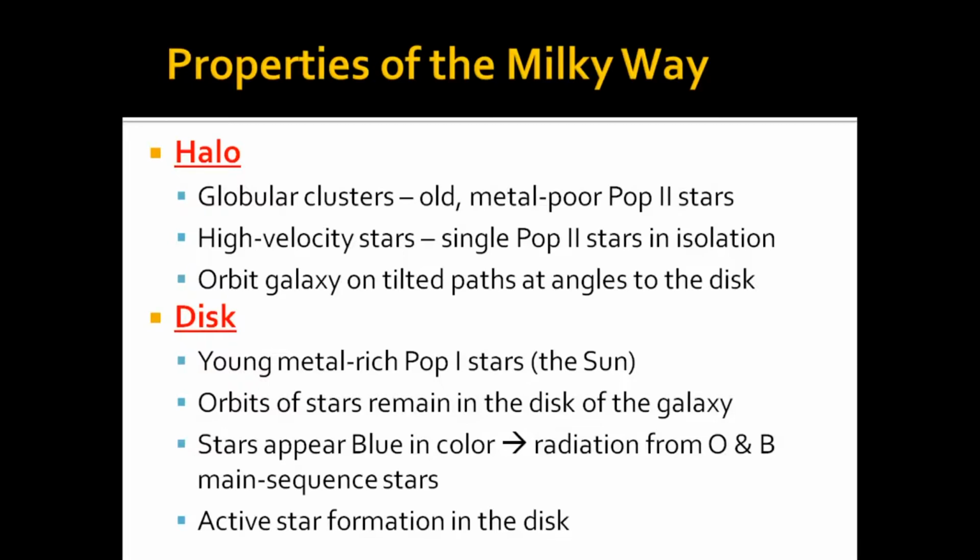Then we have the disk of the galaxy. That's where our sun lies. The disk of our Milky Way galaxy consists of young, metal-rich population 1 stars, so a lot of main sequence stars. In the disk is where a lot of star formation is happening. So these are going to have more of our young, hot blue stars on the main sequence and such.